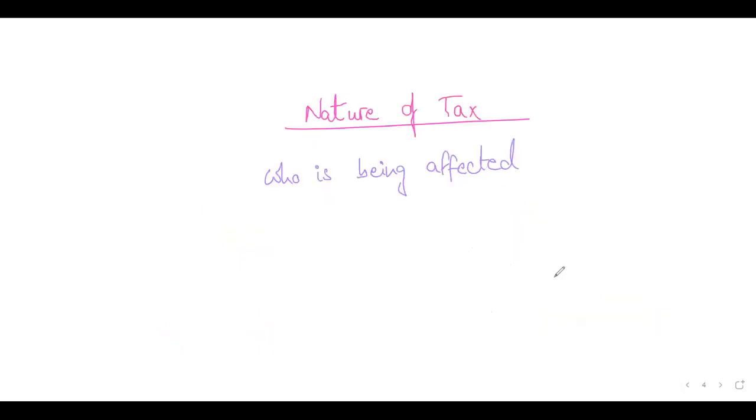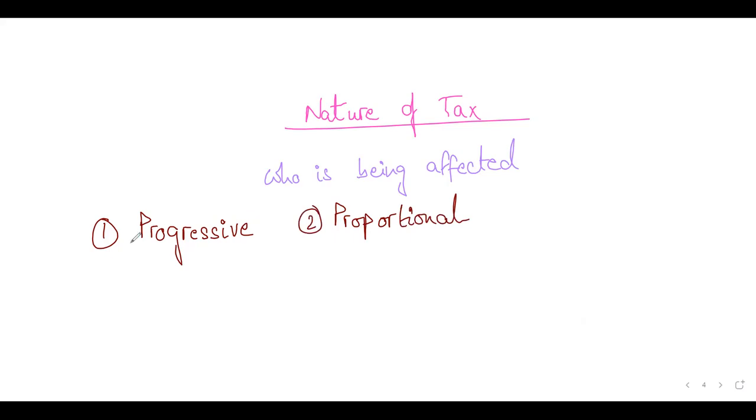A lot, right? So the nature of taxes shows who is being affected. Within that, you have three types: progressive, proportional and regressive. We'll quickly discuss all three, but in the question, it's only asking us about progressive and regressive. Now think about this.